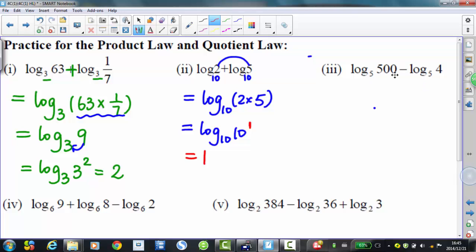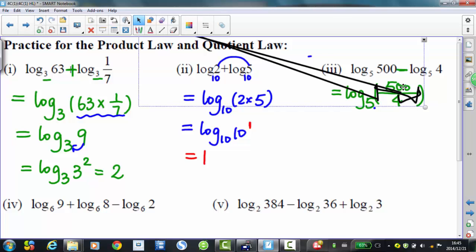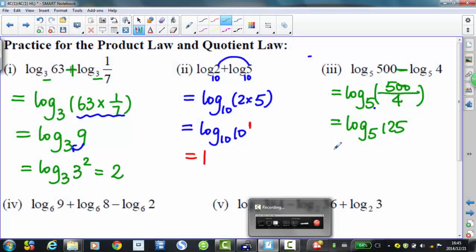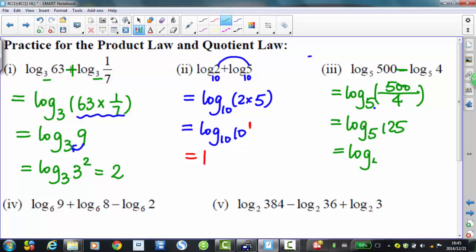Let's look at log base 5 of 500 minus log base 5 of 4. So this one is the minus in the middle. If it's the minus, we do log base 5 and I divide the 2 arguments. So this is the quotient law. So 500 divided by 4. You know the quotient is 125. So this quotient 125 is 5 to the power of 3. So this log value is just 3.